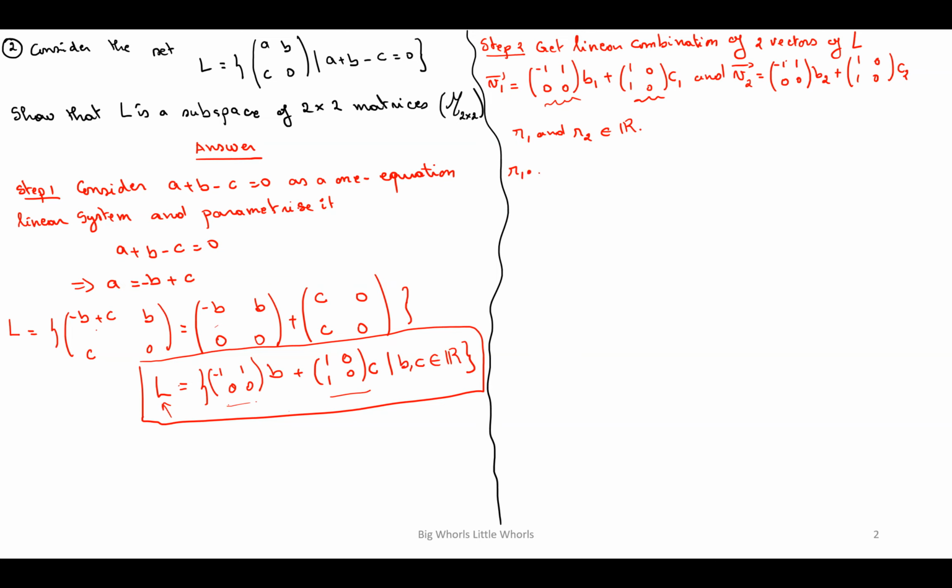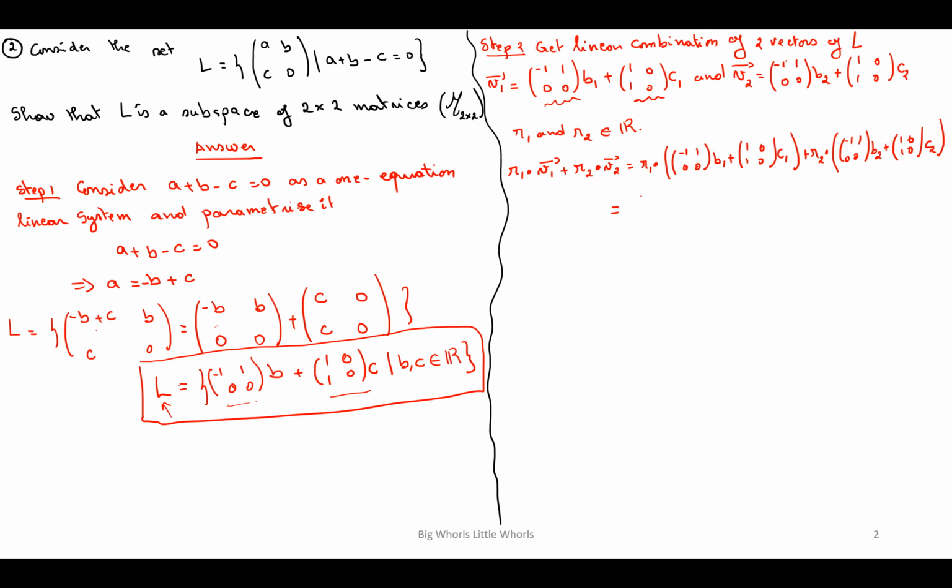So let's see, r1 times v1 plus r2 times v2 is equal to r1 multiplied by minus 1, 1, 0, 0, b1 plus 1, 0, 1, 0, c1, plus r2 times minus 1, 1, 0, 0, b2 plus 1, 0, 1, 0, c2. Okay, so let's multiply them together.